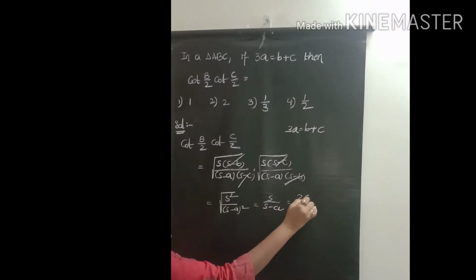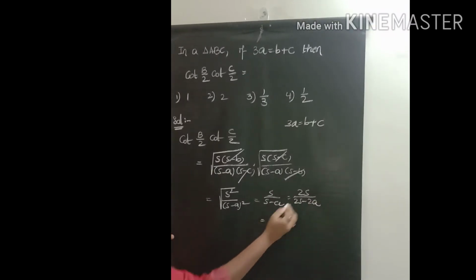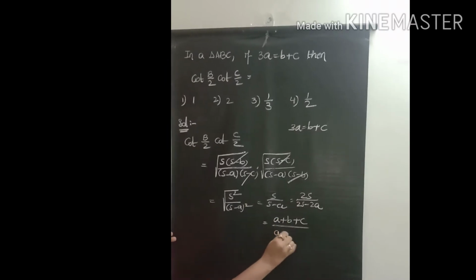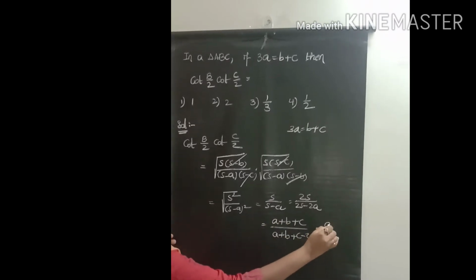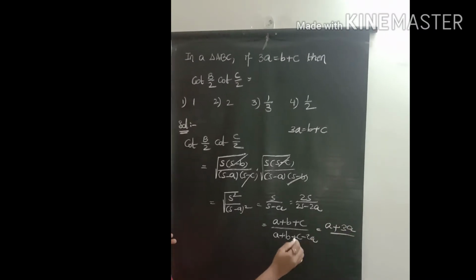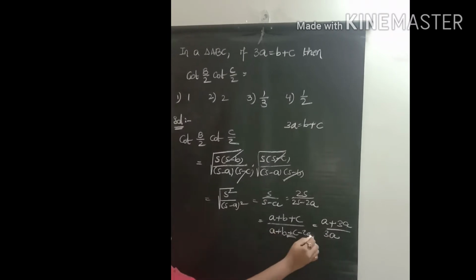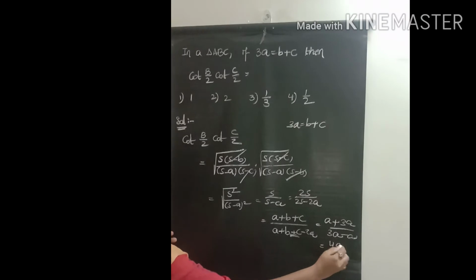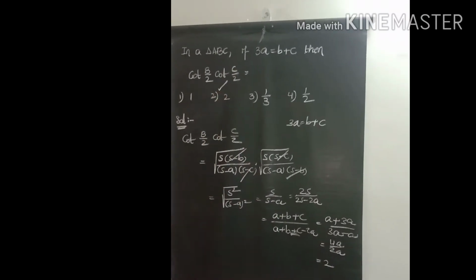Now applying 2 to this fraction: 2s by 2s minus 2a. What is the value of 2s? 2s is equal to a plus b plus c. So 2s minus 2a is equal to a plus b plus c minus 2a. Now this is a plus b plus c, and b plus c value is equal to 3a, already given. So a plus 3a over 3a minus 2a, which is equal to a. That is 4a by 2a, equal to 2. That is the second option.